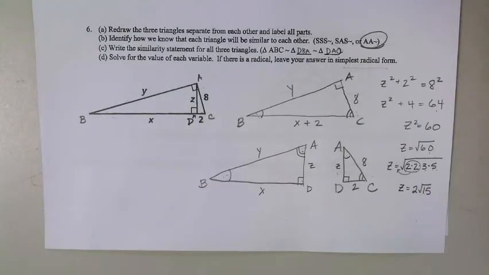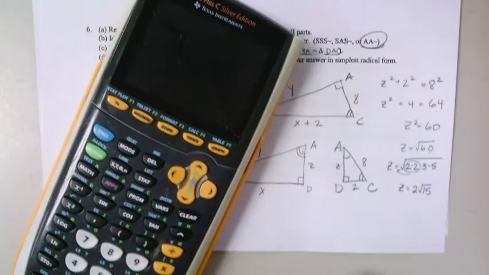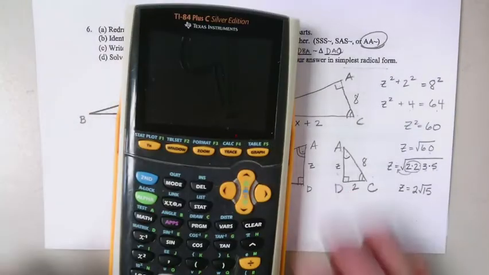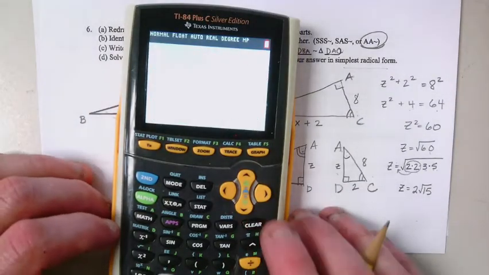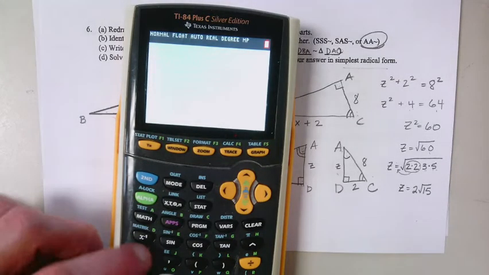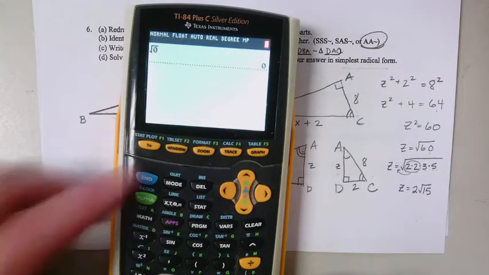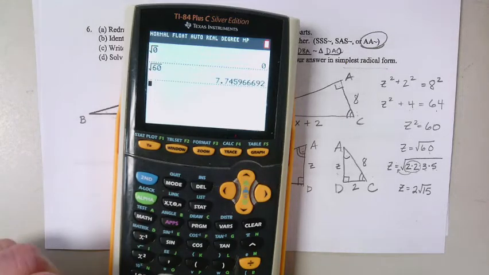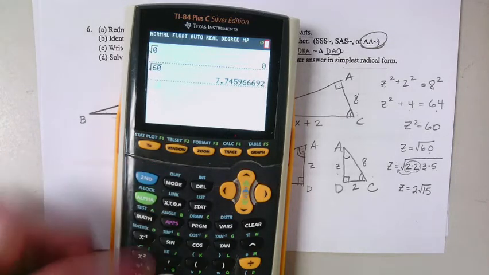Now, one way to double check your answer would be to plug that into your calculator. So I'm going to go ahead and do this with my calculator. It tells me it needs charged. The square root of 60, and then 2 radical 15.